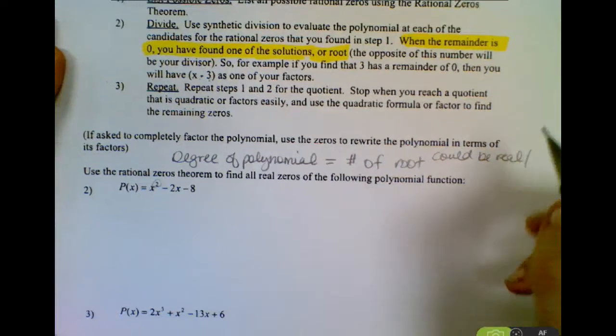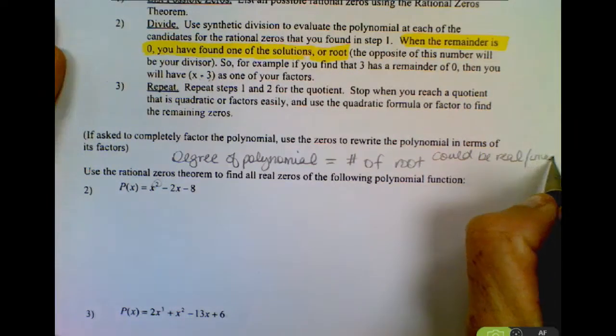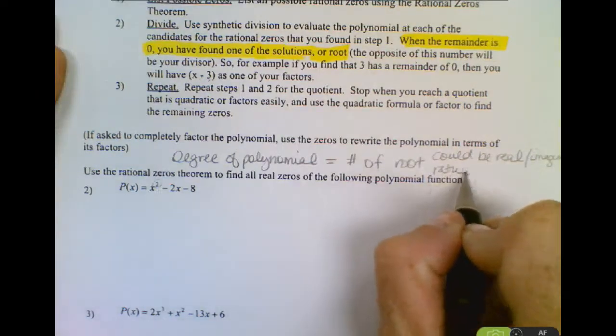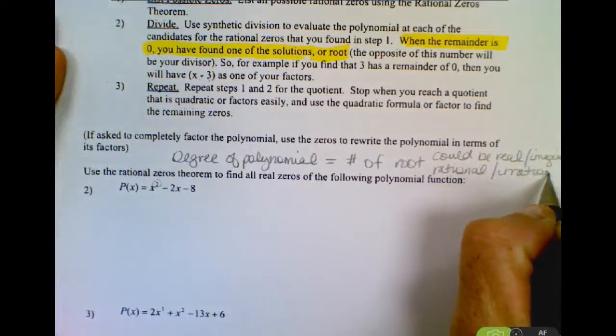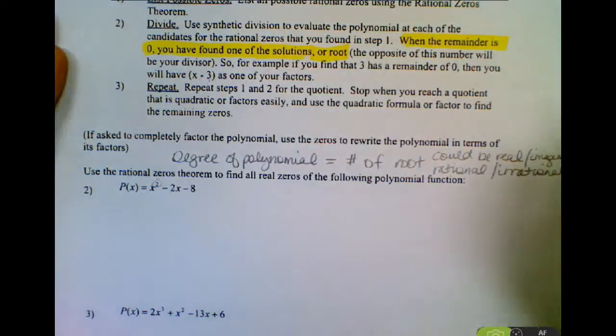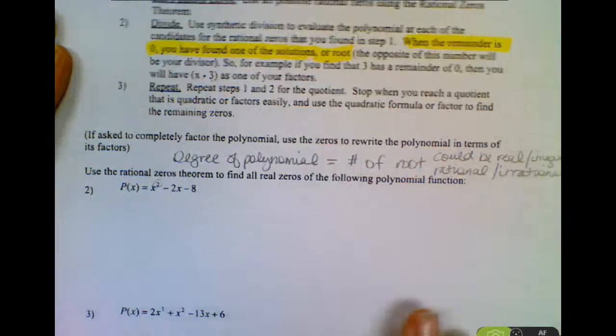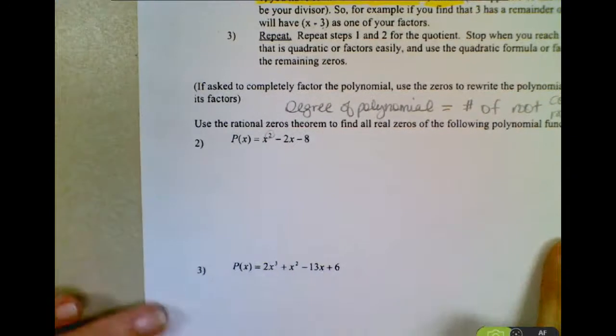Real, sorry about that. Imaginary, rational, or irrational. Those are all possibilities, but this is going to help us find the actual real whole number roots. Okay, so let's start with number 2.